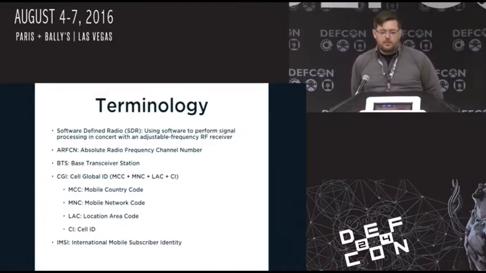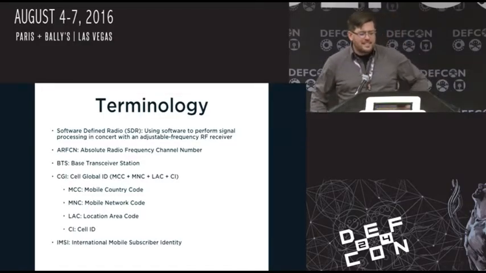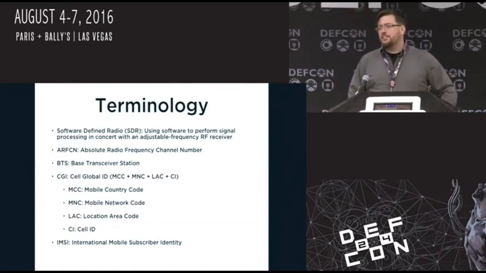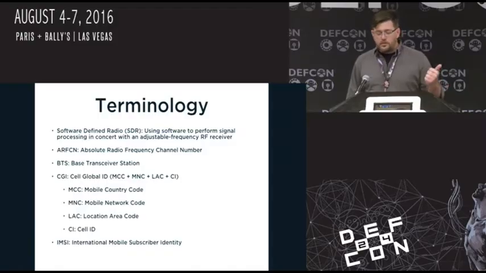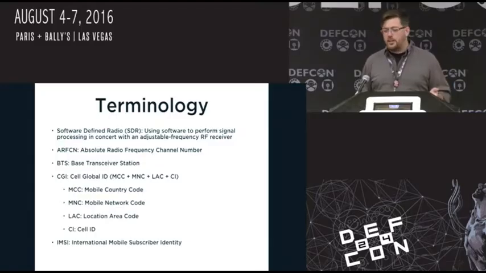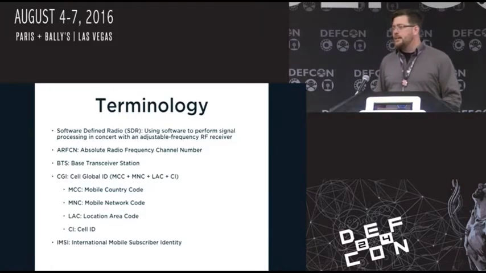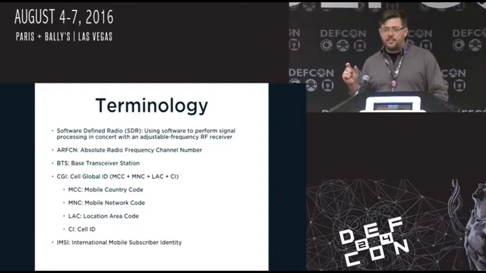ARFCN, absolute radio frequency channel number. I may just refer to that as channel number from here on out, given that this isn't a GSM in-depth talk, just because it's easier to wrap your head around. Think of this almost like a television channel. CGI, Cell Global ID, is a globally unique identifier for the BTS. That's comprised of a mobile country code, a mobile network code, a location area code, and a cell ID. All that comes from the BTS. And like I said earlier, the IMSI is what's burned into your SIM, and that's what identifies you as an individual.